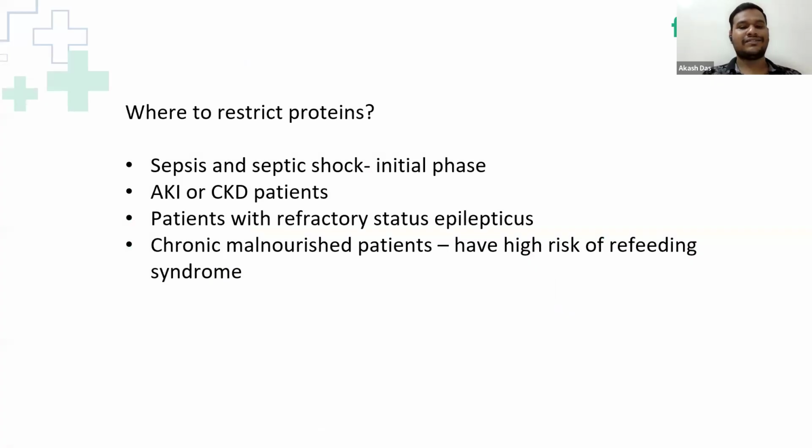So then, where to restrict proteins? As I have told, in sepsis and septic shock in the initial phase, you should definitely restrict the proteins. In AKI or CKD patients, you should restrict your proteins a bit. In patients with refractory status epilepticus, you should restrict your proteins. In chronically malnourished patients who have a risk of refeeding syndrome, you should always restrict your proteins as well as your calories.